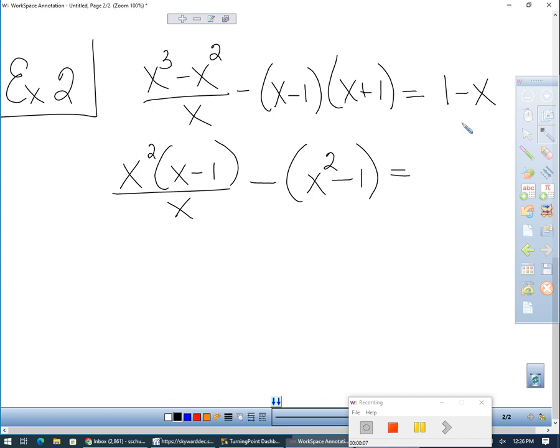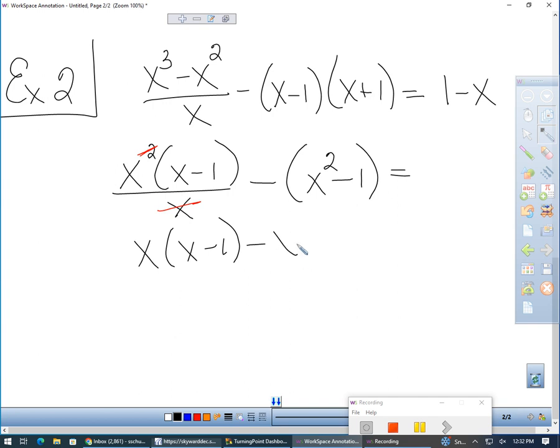Now, what do you notice in the first fraction we can do? Yeah, we can cancel one of the x's, right? So I can get rid of this x on the bottom with one of them here. Okay? So now I have x times x minus 1 minus x squared, whoops, I'm going to distribute plus 1. Does this equal 1 minus x? Still doesn't, okay? So what else can we do?